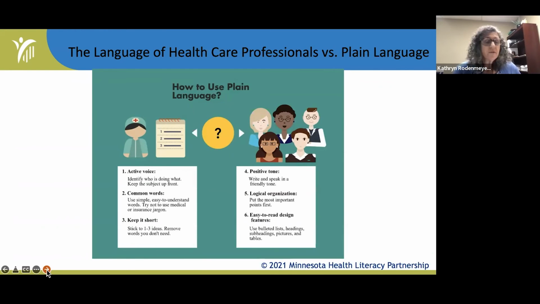Here are some tips from the Minnesota Health Literacy Partnership that I think are useful. When you're speaking and writing, use an active voice. Use common words. Keep your communication short. Use a positive tone. Say the most important thing first. And in writing, use bulleted lists, headings, subheadings, pictures, and tables.